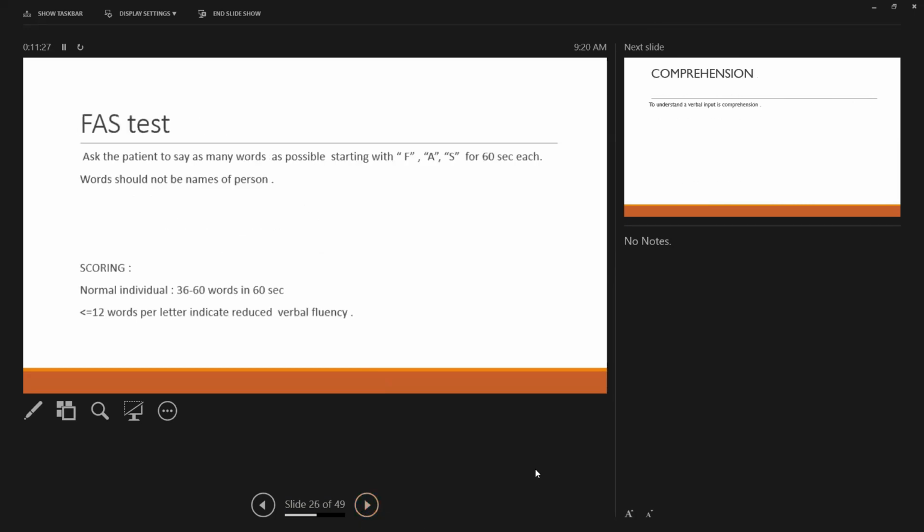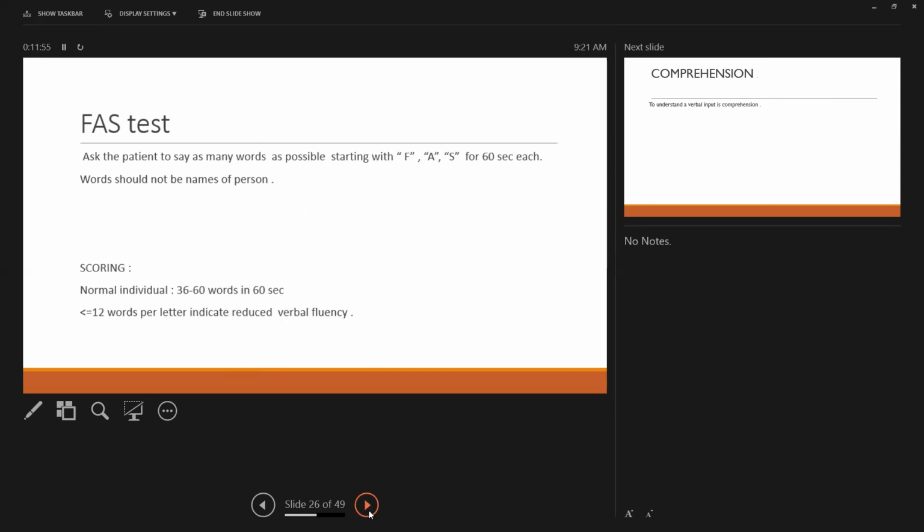Second is the FAS test. In this test, we will ask the patient to say as many words as possible, starting with F, A, and S for 60 seconds each. But the words should not be the names of persons. In a normal individual, 36 to 60 words are produced in 60 seconds. If the words are less than or equal to 12, that indicates reduced verbal fluency.